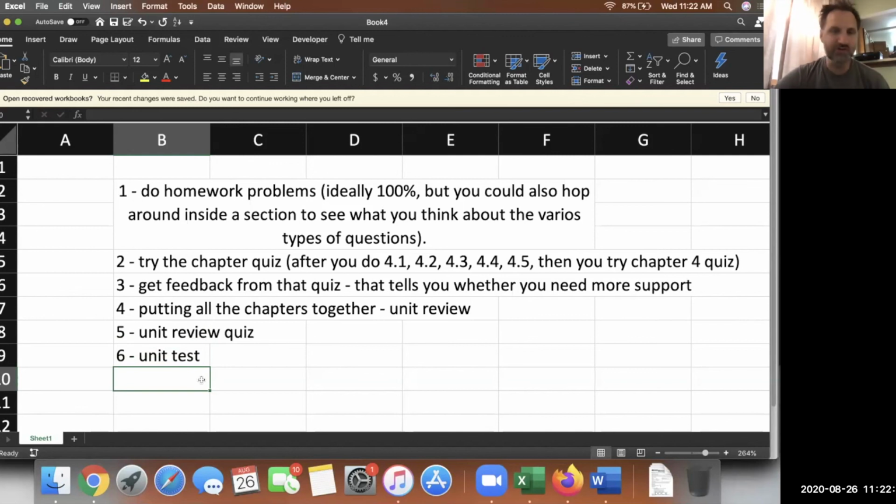Now, if the first unit doesn't go well, it's not the end of the world. We can still fix it. But my job is to help you get off to a good start, make sure you understand the program, and get off and running, and give you feedback as much as I can to try to get you going in the right direction.